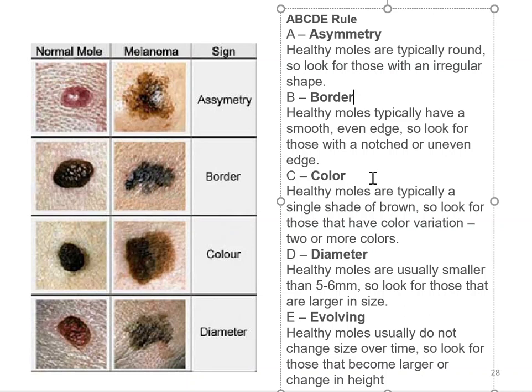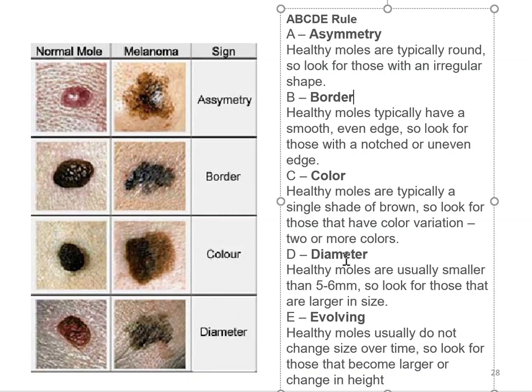C stands for color. Healthy moles typically have just one type of color to them, say a specific dark shade of brown, for example. A melanoma is more likely to have different shades of color. For example, here's a darker brown area, and then on the right, there's a lighter brown.